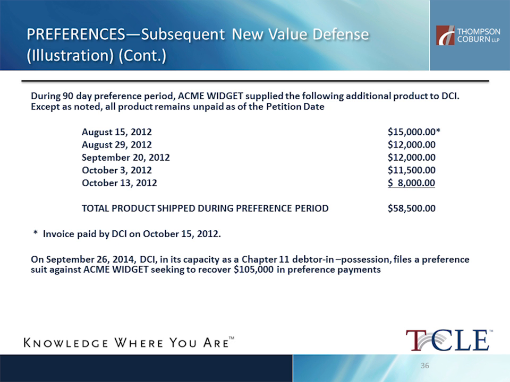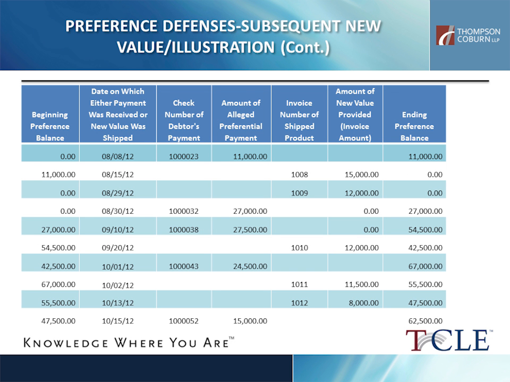And what we typically do is we put together a rolling chart that starts off with a beginning preference balance. You'll see that in the left-hand column. We'll start off with a zero preference balance, and we'll start with the first payment made during the preference period. In this case, it's an $11,000 payment that was made under our hypothetical on August 8th. And so that $11,000 preference payment brings the net preference balance to $11,000, and that's reflected in the far right-hand column as our ending preference balance.